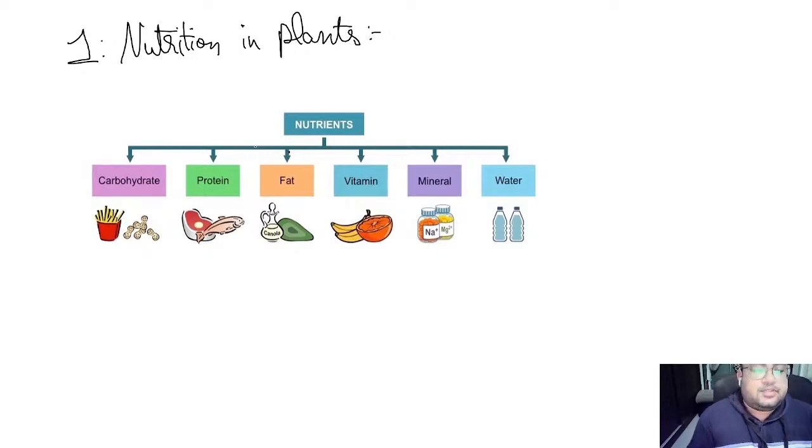Okay, we'll start the class now. So the first chapter for 7th standard is nutrition in plants. In the previous class, you all would have studied what nutrients are. Okay, what are nutrients, students?